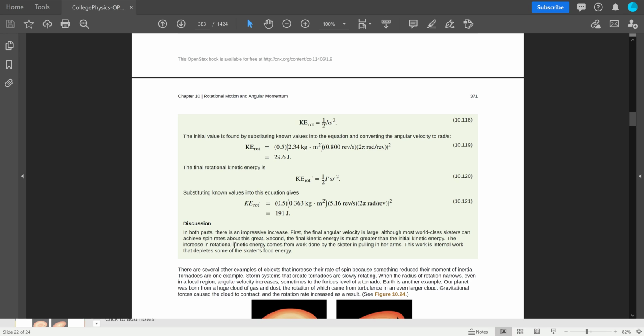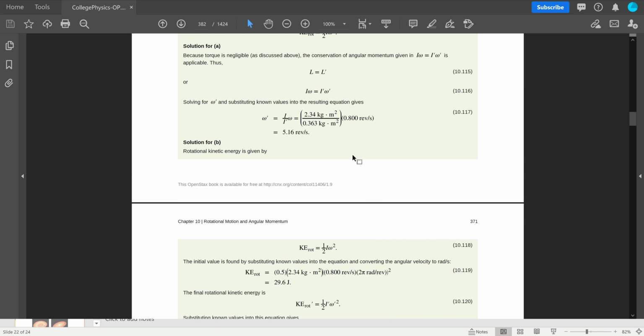The increase in rotational kinetic energy comes from the work done by the skater in pulling in her arms. This work is internal work that depletes some of the skater's food energy. So just because she pulled in her arms, that radius came in closer, so the energy she had was stored closer to the center of mass.